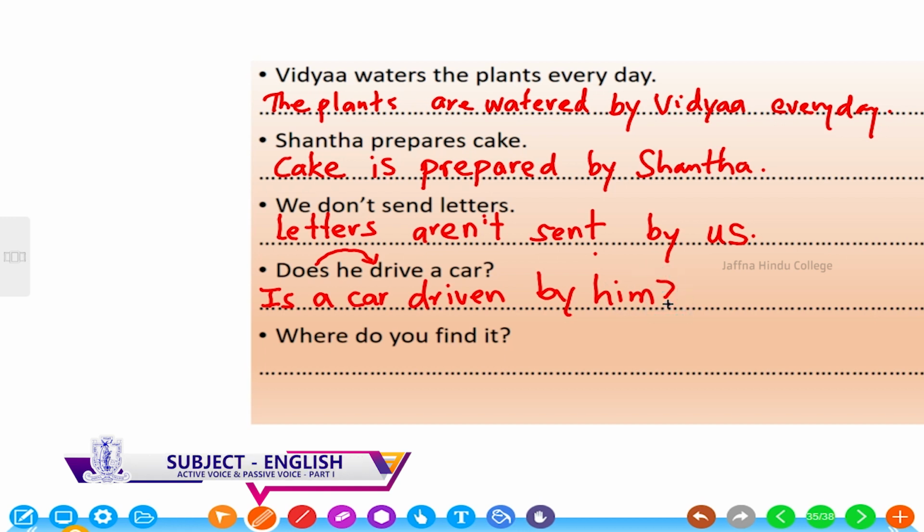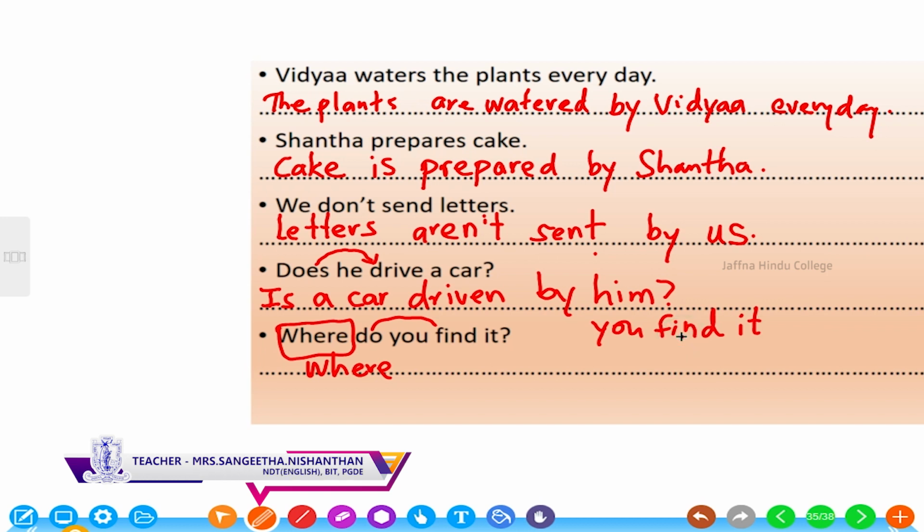So, are you clear about that? For questions, we have to make them statements, and again change them into questions. This is a WH question. The where can remain at the same place. So, the do goes with find, and the remaining is you find it. So, when I change it into passive, what do you do? Find, the verb. What do you find? It. The object is it here.